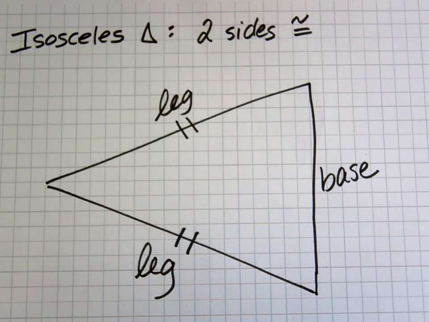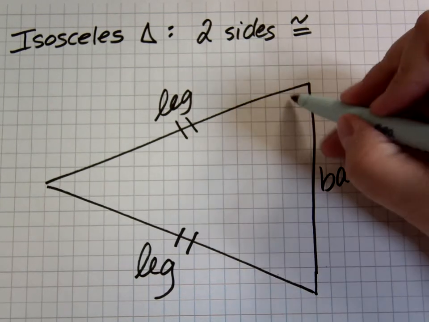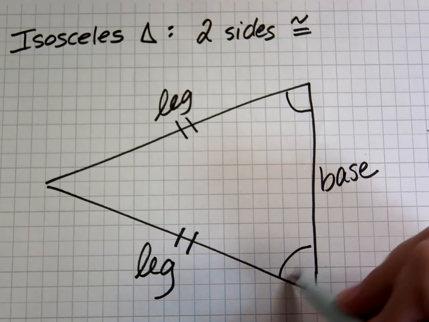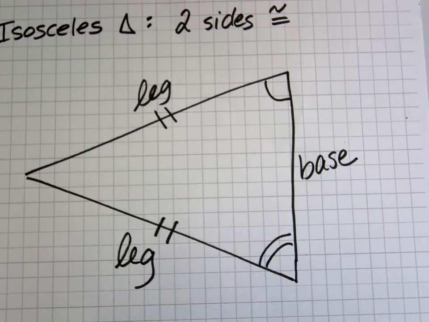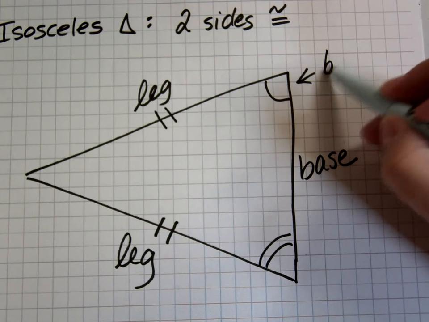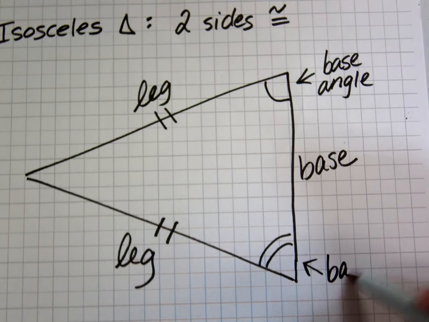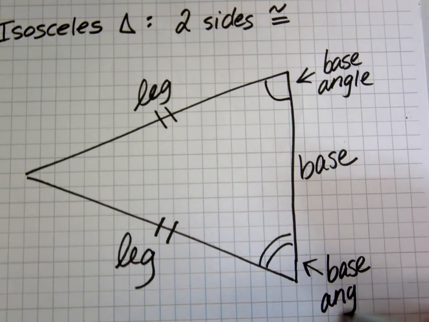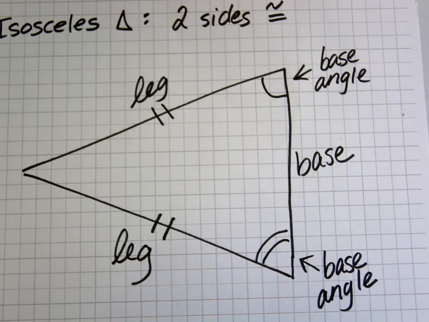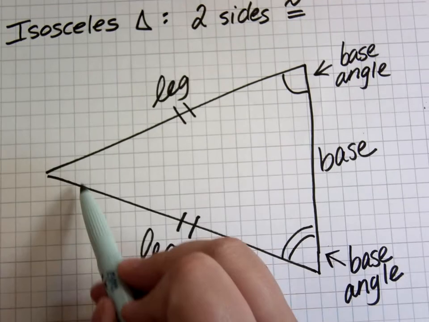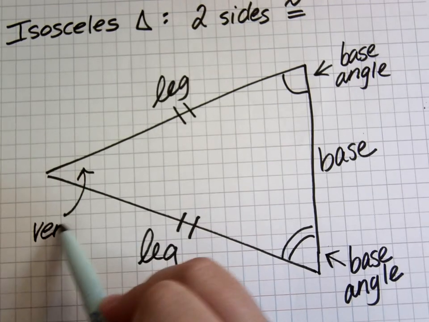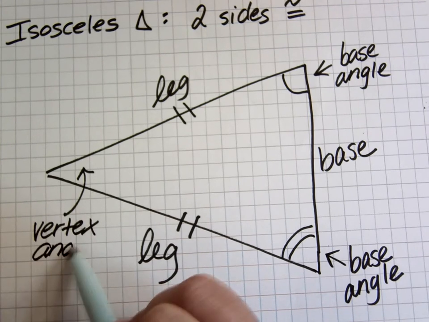Then, once you've located the base, at either end of the base you have an angle. Those two angles are called the base angles. So here's a base angle, and here's a base angle. Every isosceles triangle has two base angles. Then finally we have one more angle over here, and this angle is called the vertex angle. It's the one that's not like the others.